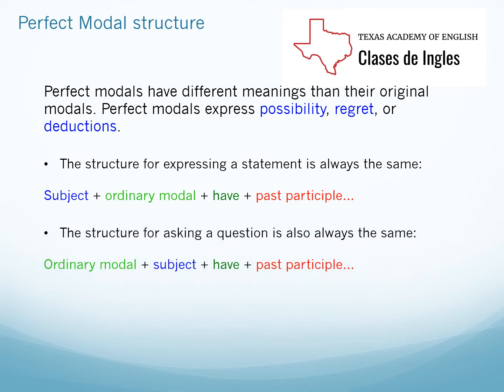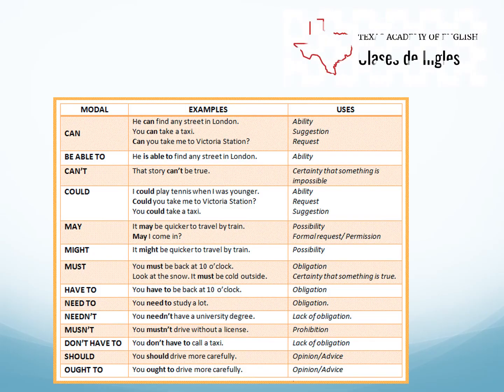The structure for asking a question is also always the same. The ordinary modal, the subject, the auxiliary verb have, and the past participle with the rest of the sentence. So we have come to the end of the perfect modal structure. I hope this was a helpful review, and I have added a helpful chart at the end to further assist you in clearing up any misunderstanding.